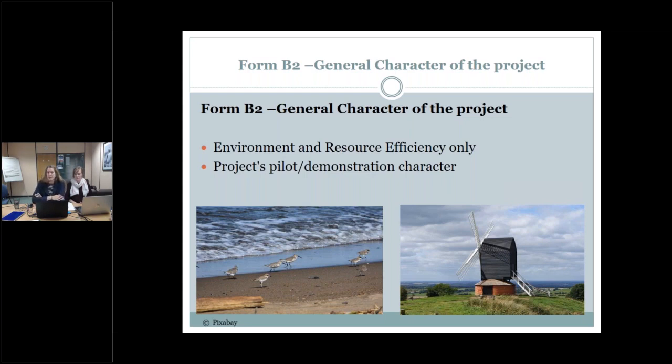So that was the B1 form. Moving on to the B2 form. This is only required for environment and resource efficiency projects and is about the general character of the project. All other strands need to provide this information in their B3 form, to which I will come in a minute.